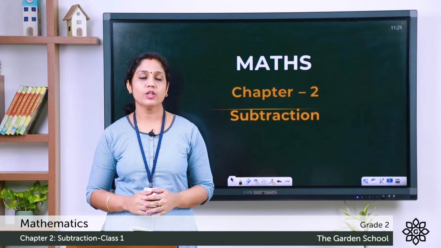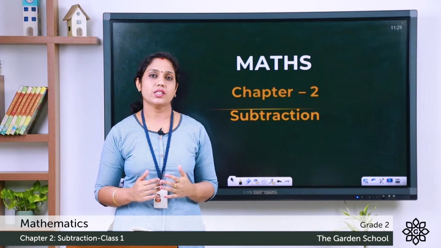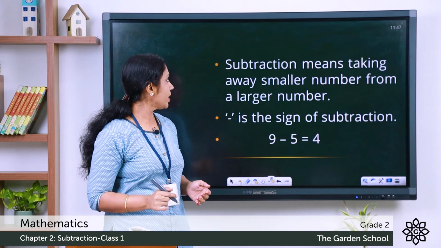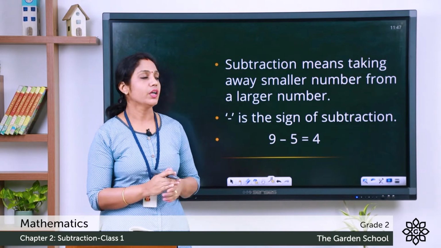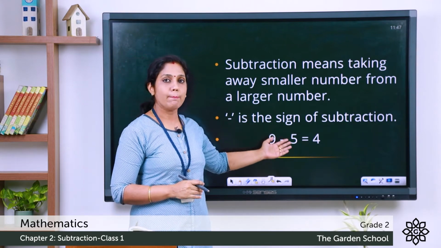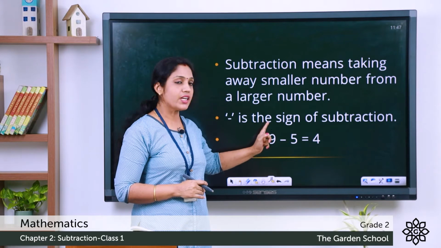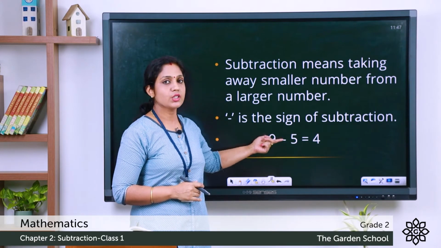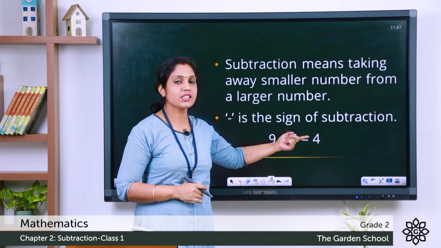Today we are moving on to chapter 3, subtraction in maths. So what is subtraction? Let's check what is subtraction. Subtraction means taking away a smaller number from a larger number. Here we have 9 minus 5. So which is the larger number? 9, and the smaller number is 5, and the sign for subtraction is this. So we can read this as 9 minus 5, and the answer is 4.